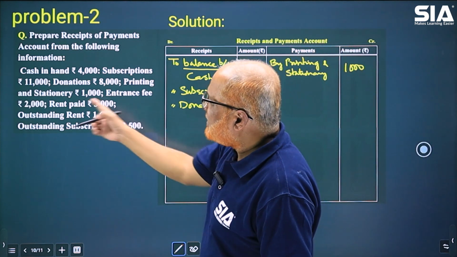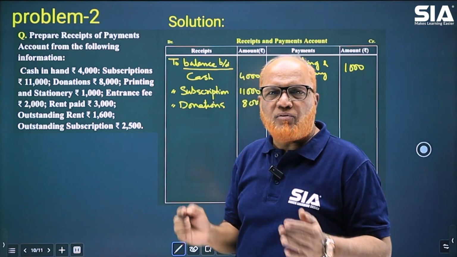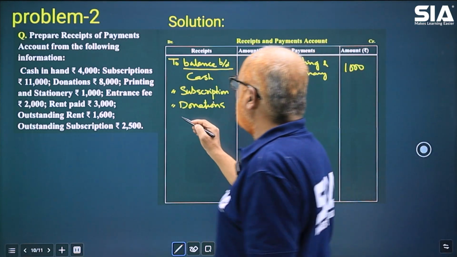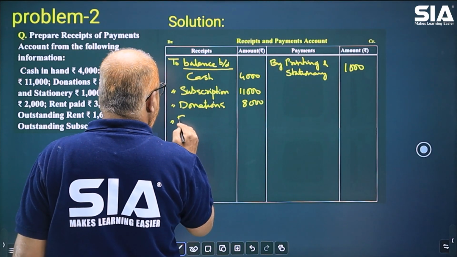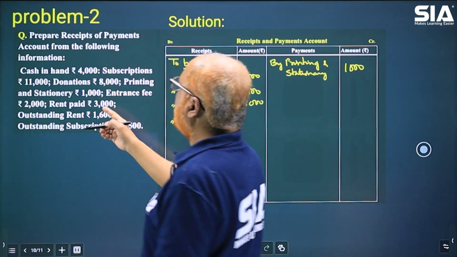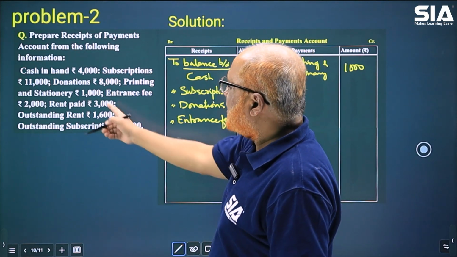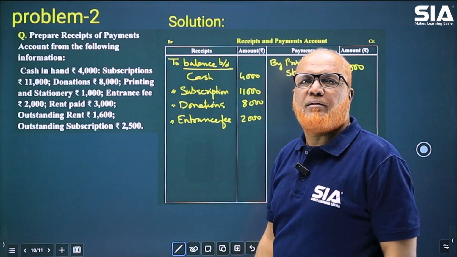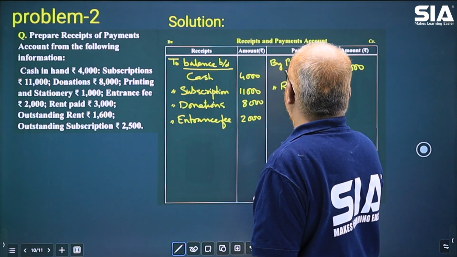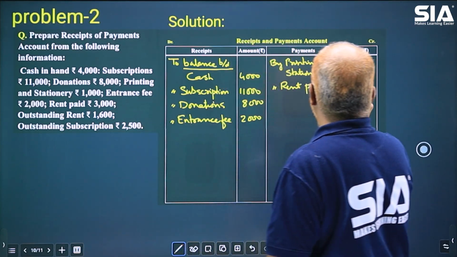Next comes entrance fees 2,000. Entrance fees is the membership fee we receive at the time of joining the organization. So it is a receipt, and on the debit side we will take it to entrance fees. Entrance fees received is 2,000. Then comes rent paid. It is a payment. So on the credit side, by rent paid. Rent paid is 3,000.